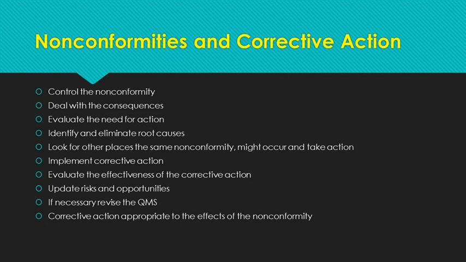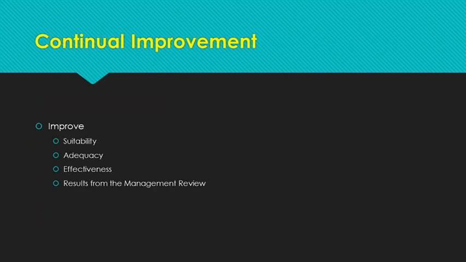So what is continual improvement? It is the expectation the organization will never stop trying to improve the suitability of the quality management system, the adequacy of the quality management system, and the effectiveness of the quality management system process. We must always and forever improve.